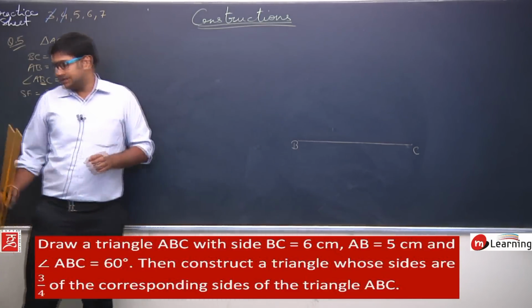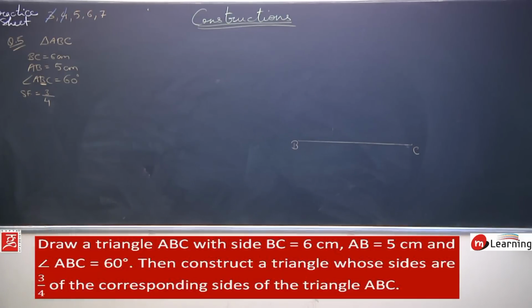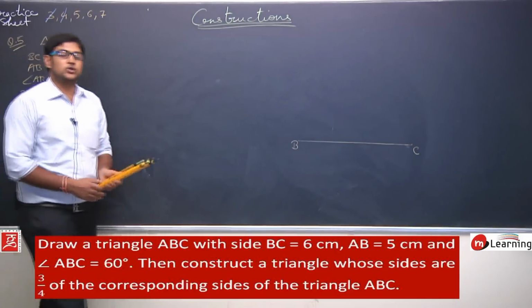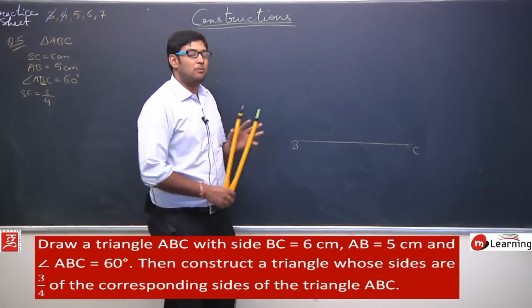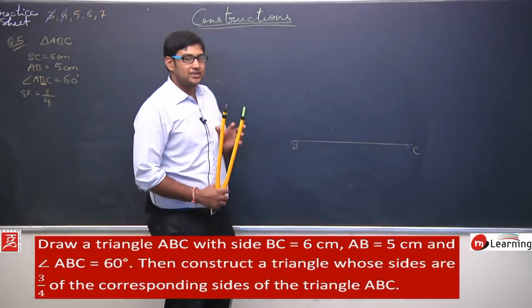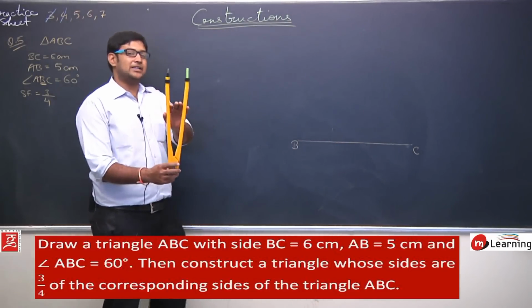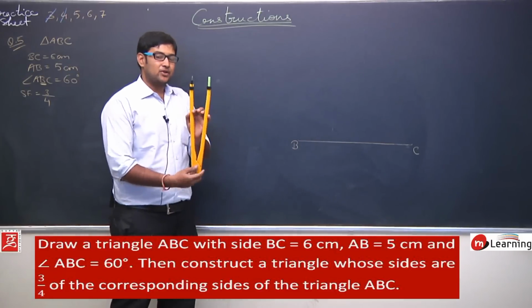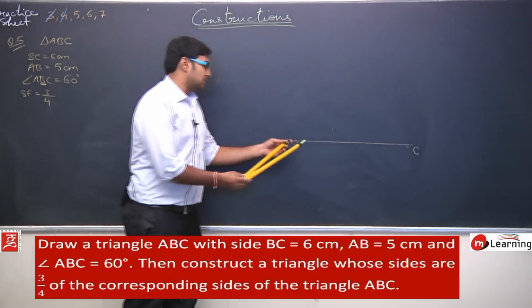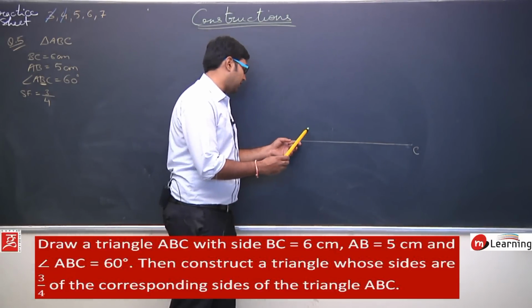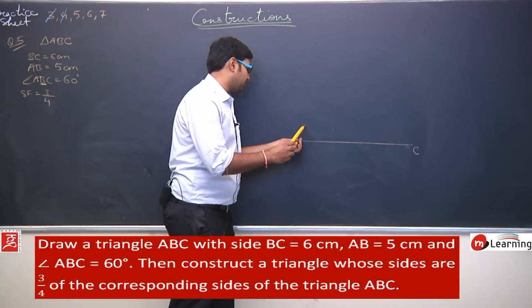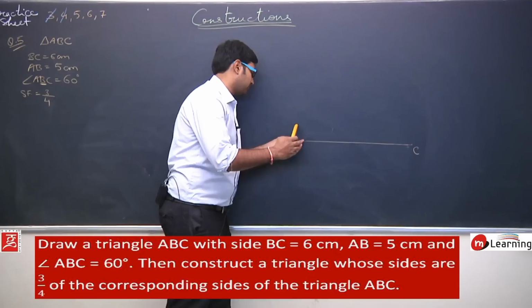Why? Let's see. You should know how to use compass to mark an angle of 60 degree. See, let us take some random radius. Let us say this is a random radius. What I will do is, I will use this point B as center and make an arc like this.